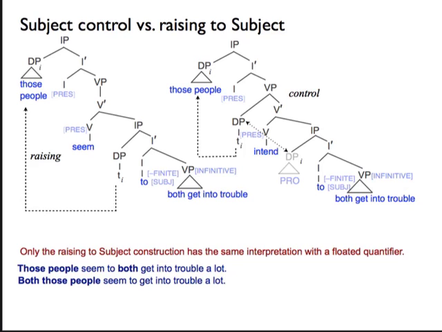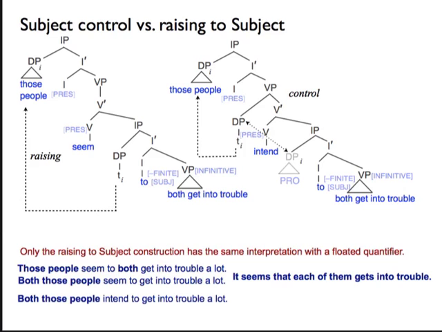Those people seem to both get into a lot of trouble. Both those people seem to get into a lot of trouble. That's fine, right? Into trouble a lot. And those have the same meaning as it seems that each of them gets into trouble, right? And they could get into trouble independently of each other, right? Those people seem to both get into trouble a lot, right? That's fine, right? Both those people seem to get into trouble a lot. It's okay, right? And it has the same meaning, and it means that each of them gets into trouble a lot.